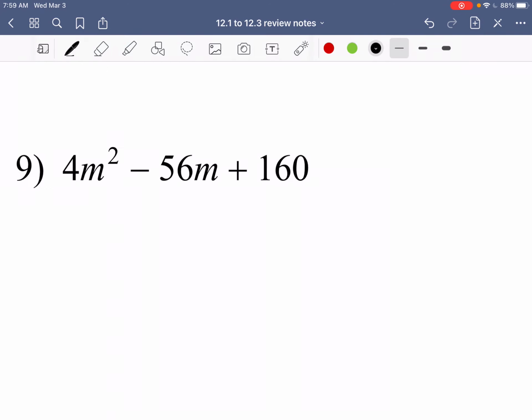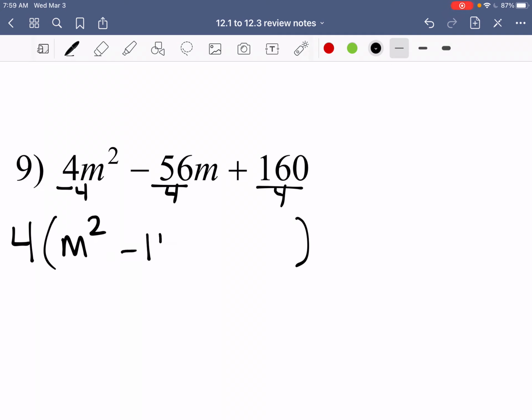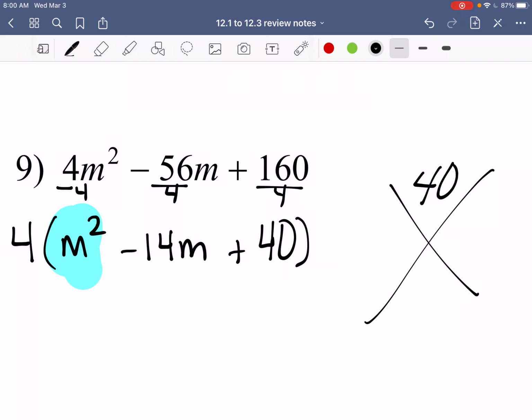Nine is the last one. So if you guys see numbers that are this big, like 160, and if you had to multiply that by 4, that's probably not me being mean about it. I am probably trying to force you guys to look for a GCF, which in this case there is one. It's a 4. If I divide these all by 4, I will actually get m squared minus 14m plus 40. My a value is back to being 1, so there isn't really a slip and slide here. You just get to go straight to making the x.